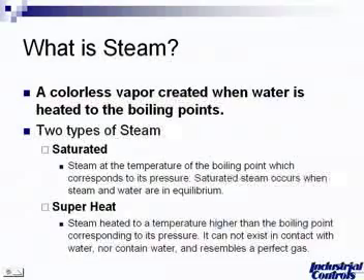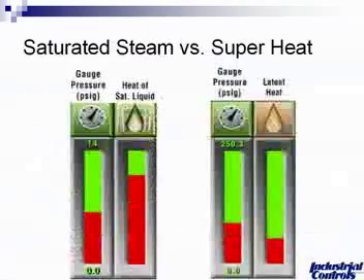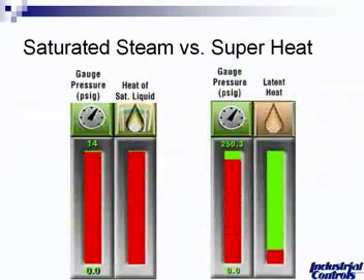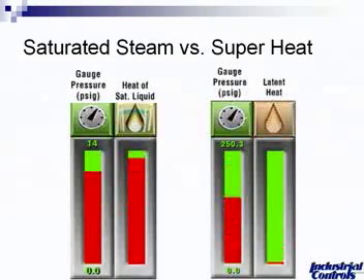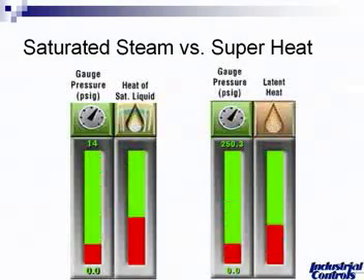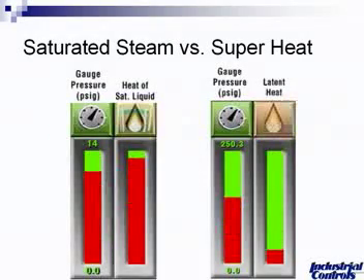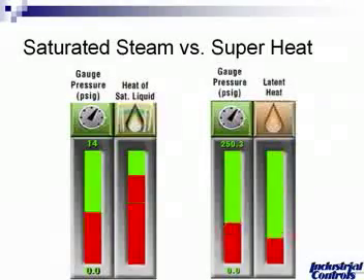Superheated steam you'll find more in the power industry. Superheated steam is steam heated to a temperature higher than the boiling point corresponding to its pressure. It cannot exist in contact with water, nor contain water, and resembles a perfect gas. This is a nice little page here to show you a saturated steam condition where we're discussing gauge pressures. What you need to notice is as gauge pressure increases, heat or temperature increases. As gauge pressure decreases, you'll see our latent heat or our BTU transfer increases.